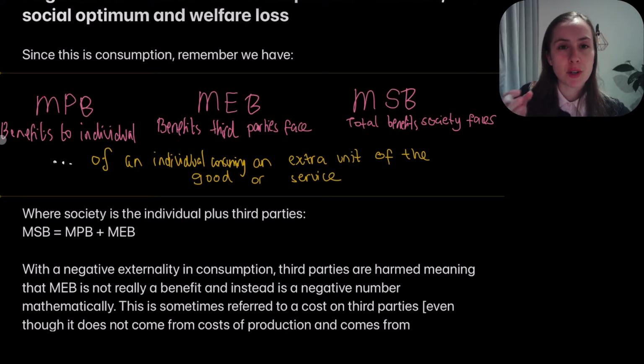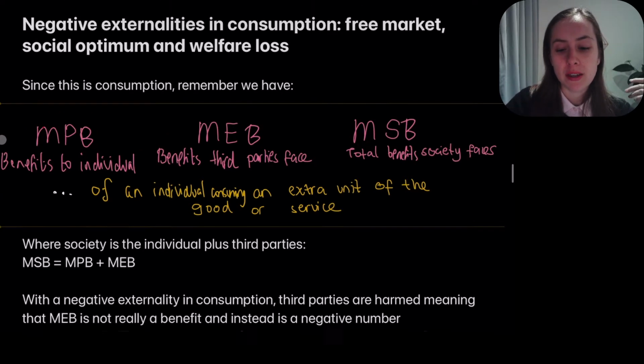MPB is marginal private benefit, and this means the benefit to the individual of the individual consuming an extra unit of their good or service. Remember, it was really super important to remember the extra unit.